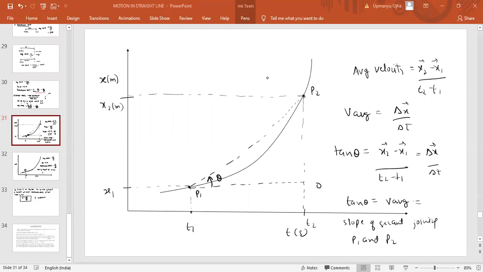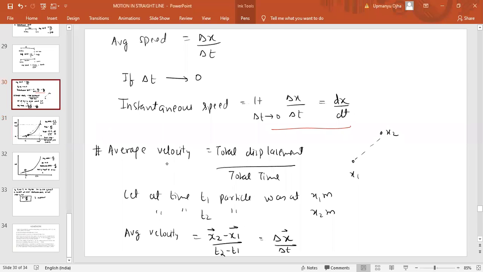Now, what is average velocity? Average velocity is the total displacement by the total time taken. We have assumed one condition here: let at time t1 the particle be at x1 meter, and at t2 the particle be at x2 meter. So what was the displacement of the particle? That is x2 minus x1.